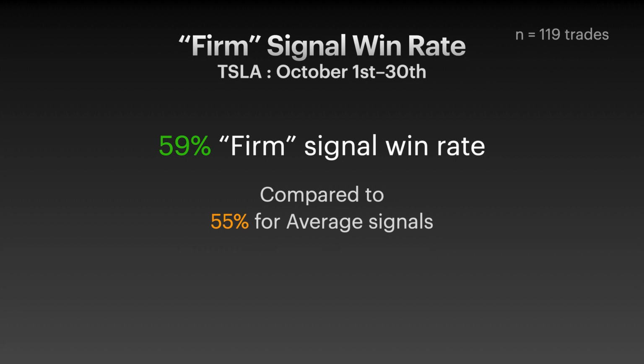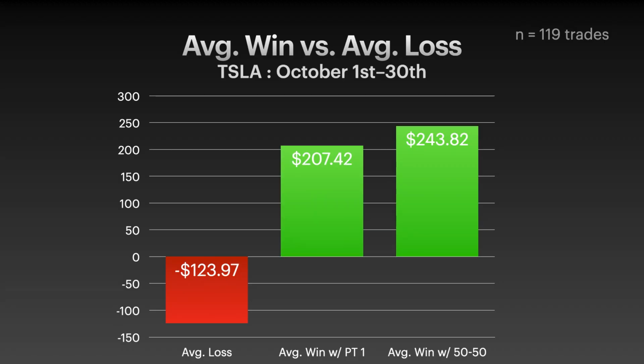Additionally, firm signals resulted in profit in general 59% of the time compared to the average signal's general win rate of 55%. For both stocks, firm signals were more likely to result in profit, just more so for the SPY. For all of October, the average loss per trade on Tesla was $124. The average profit per trade of the profit target 1 strategy was $207, and the average profit per trade of the 50-50 strategy was $244.